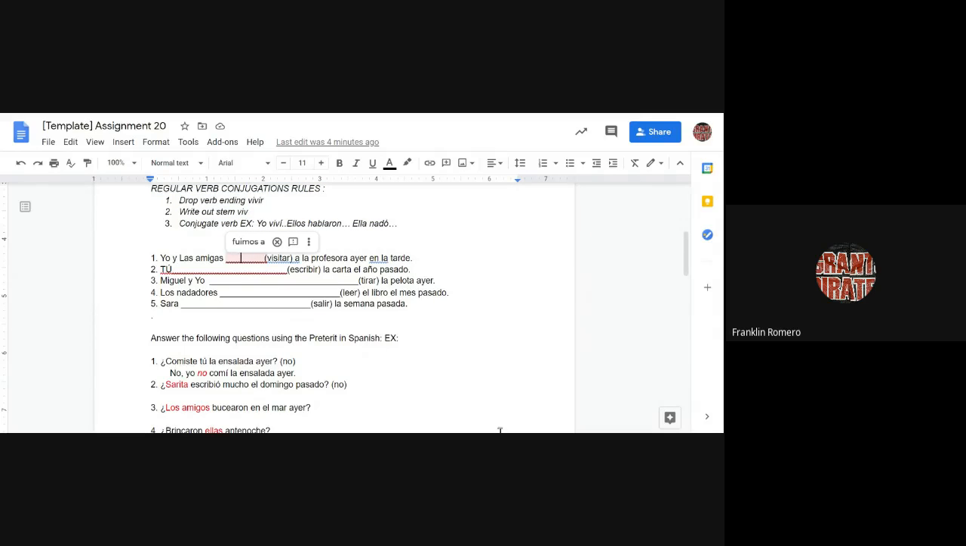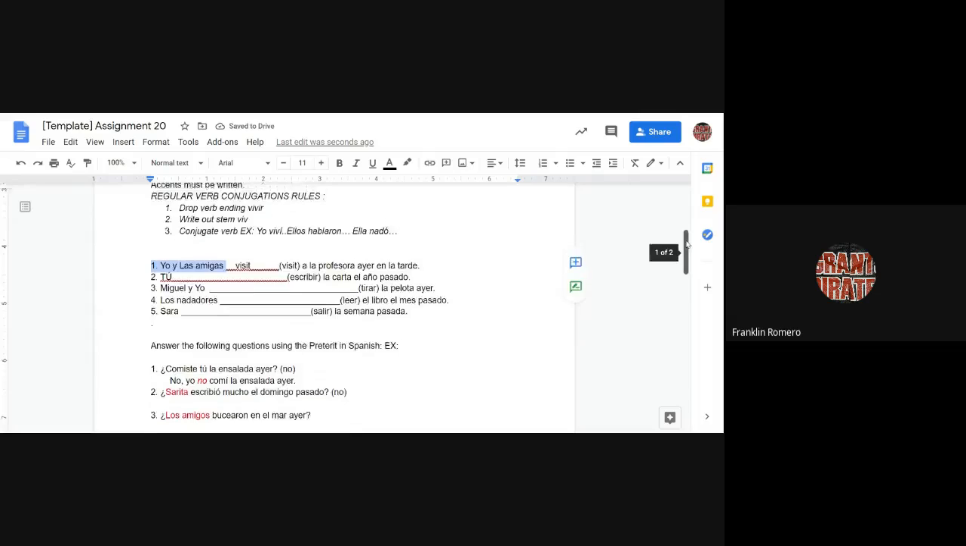So, for example, visitar, step 1, drop the AR. Step 2, so what you would do here, and you don't have to do it in your step, but I'm just giving you a visual there. VISIT would be the stem, VISIT, and then conjugate the verb. Number 1 is yo y las amigas.